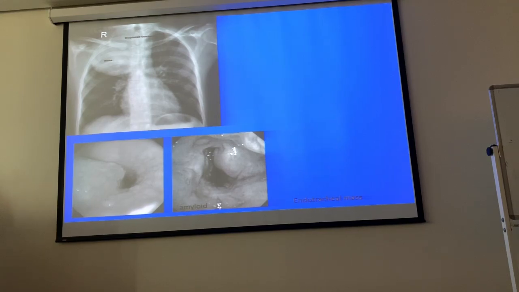Sometimes there will be a mass lesion outside, like this one in the lungs, a huge mass, and it compresses the trachea. So that is an external factor of the upper airway obstruction. Sometimes in amyloidosis, there is thickening and a mass-like structure, and it causes obstruction.